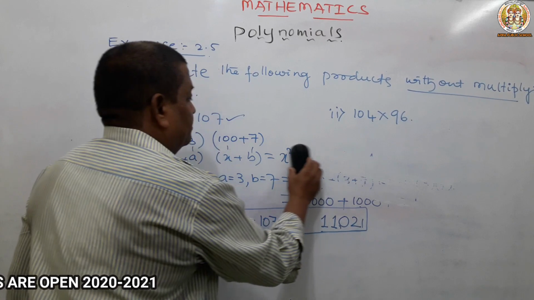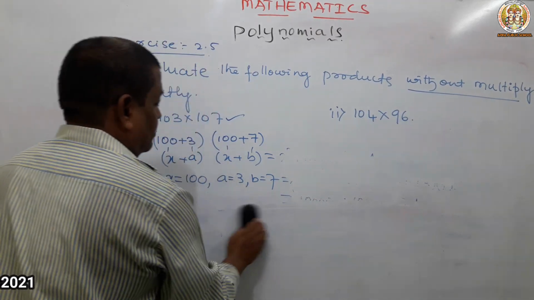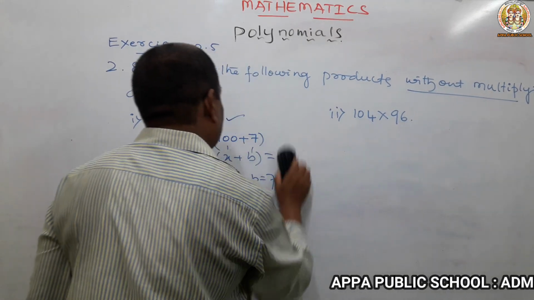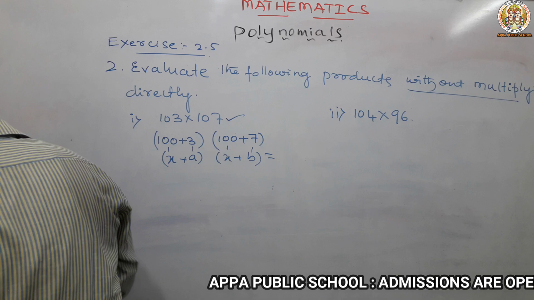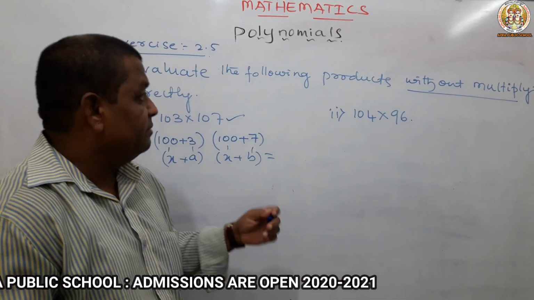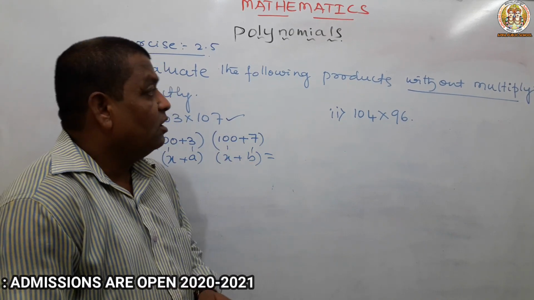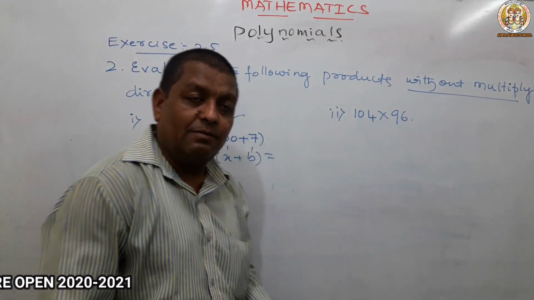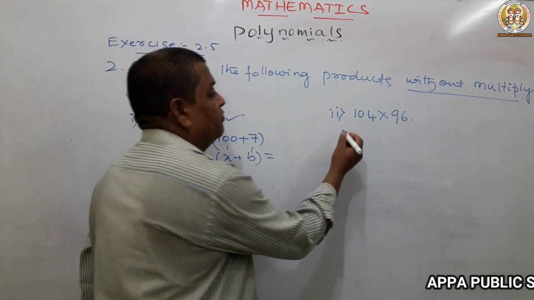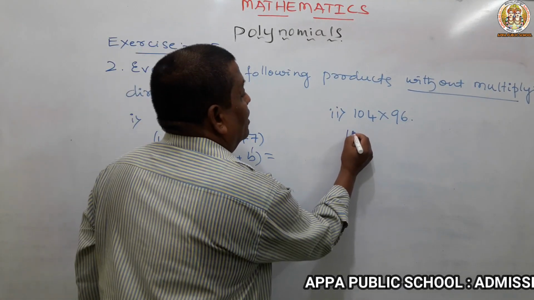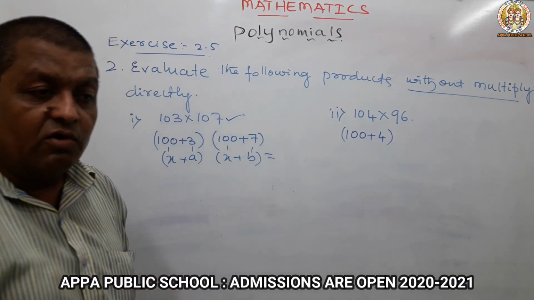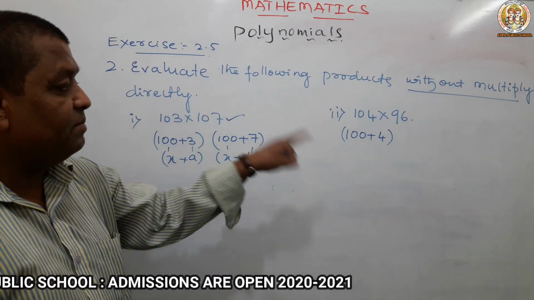Now, the second one. So this is also the same method we used. Here also we can't do it by multiplying directly. We can't do direct multiplication. Then we need to split into any suitable formula. Let me split. So as usual 104 is equal to 100 plus 4.